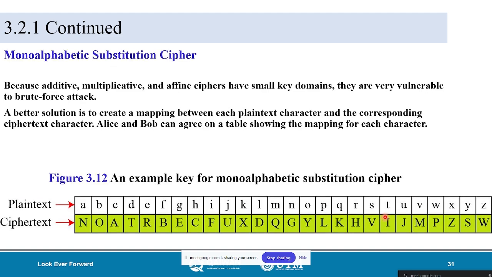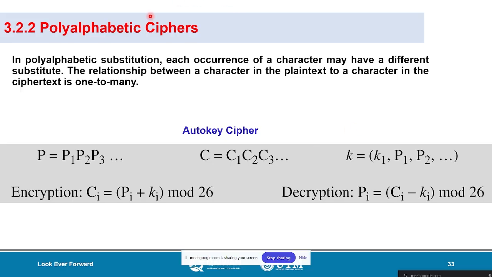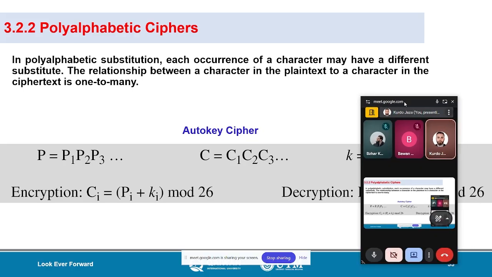But in polyalphabetic, the repeated letters get different values. For repeated letters, in mono it is the same, however for poly it would be different. So in polyalphabetic substitution, each occurrence of a character may have a different substitute.